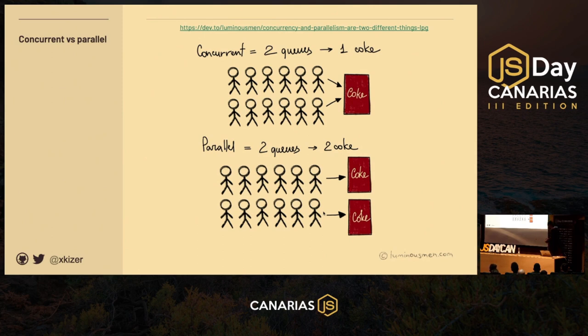But parallelism is the bigger canopy where we have the lunch. We have many tables, and many people can be taking what they want at the same time. And parallelism and concurrency are not mutually exclusive. You can also add another queue here, and you have parallelism and concurrency in the same system.